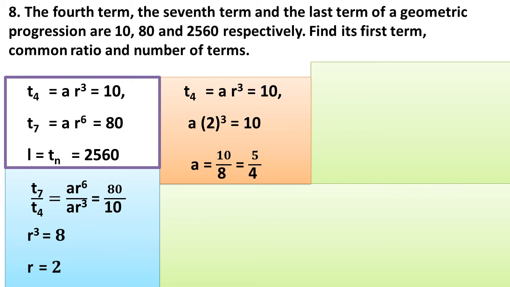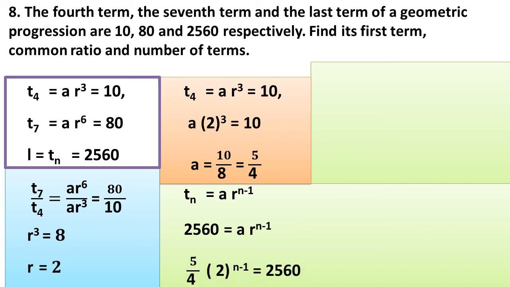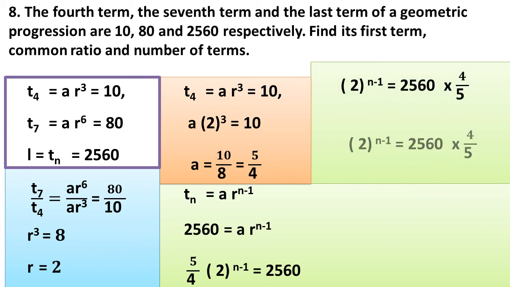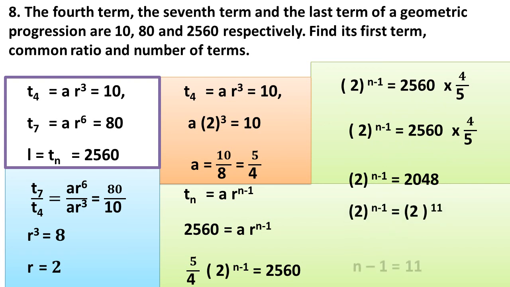And the other thing we need to find is the number of terms. For this we need the value of Tn because 2560 is the last term. If we know which term the last term is, then that is equal to the number of terms. Consider the formula Tn is equal to ar to the power n minus 1. Substitute Tn as 2560, a as 5 by 4 and r as 2. Hence the value of n will be equal to 12.